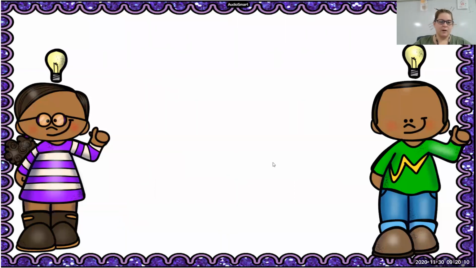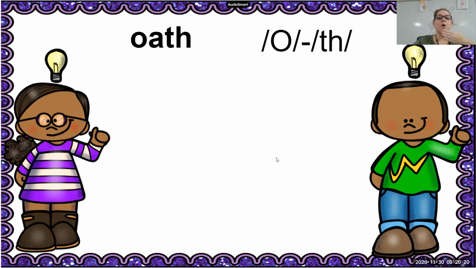Okay. So our next sentence is, he took an oath to tell the truth. Oath is the word on the curve. Oath. We have 2 sounds there. We're going to take away the th sound and make it say k, k. So it's going to say oak, oak. What's the new word on the curve?